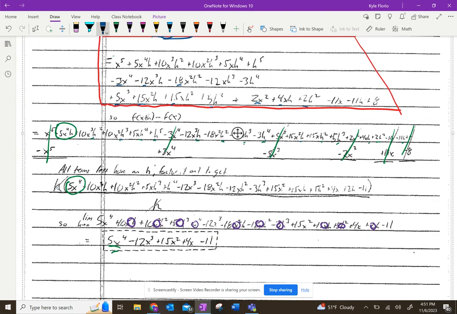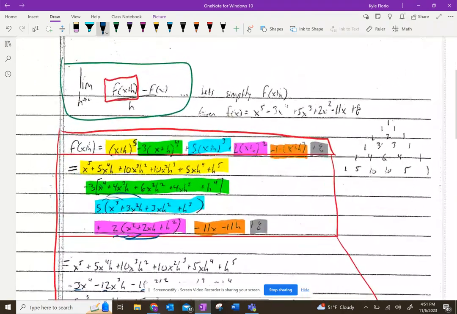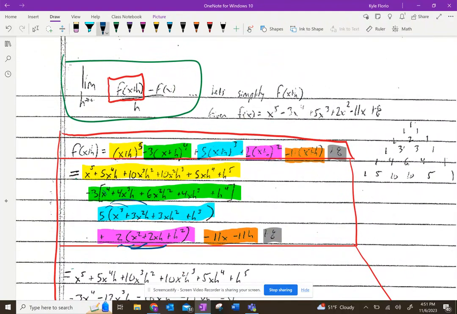So I did it already here. Here's the function. I know it's kind of hard to read. Here's the derivative. The f of x plus h part, this red box, is all right here. So the x to the fifth becomes x plus h to the fifth. The x to the fourth becomes x plus h to the fourth. The x cubed becomes x plus h cubed, and so on.